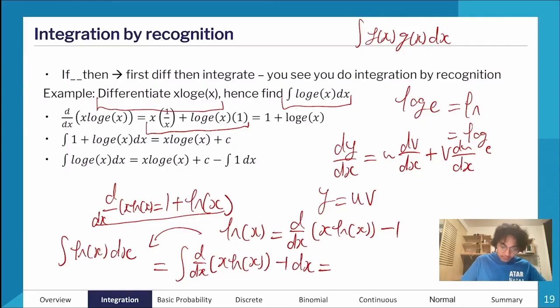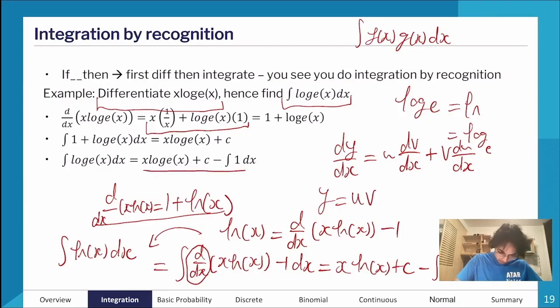When I take the integral of a function that's been differentiated like that, the integral and the derivative just cancel out. So what I'm left with is x ln of x plus c, minus the integral of 1 dx. You can't really see that, but basically it's just this line here. The integral of 1 dx is just x, so that's x ln of x minus x plus c.